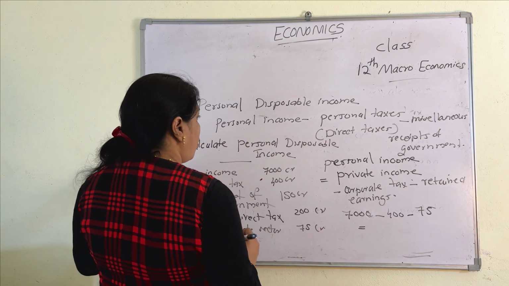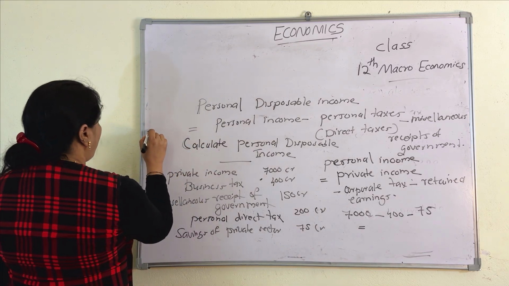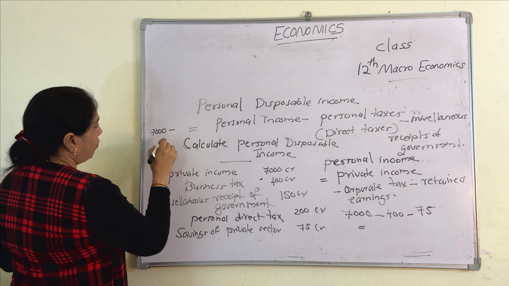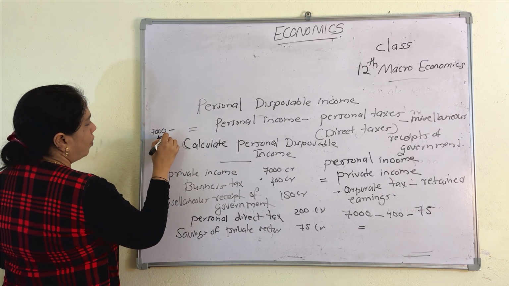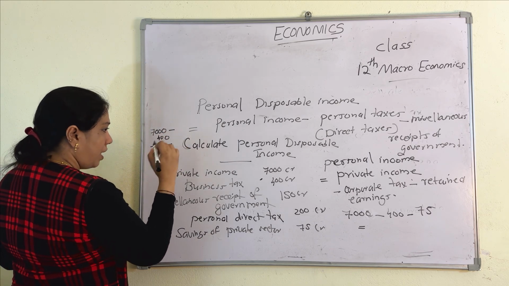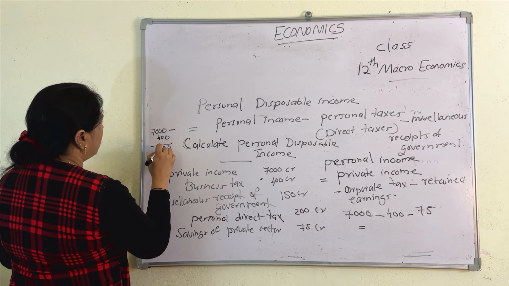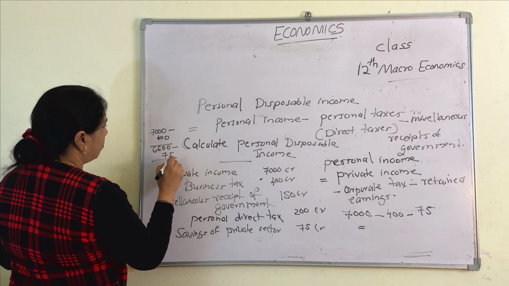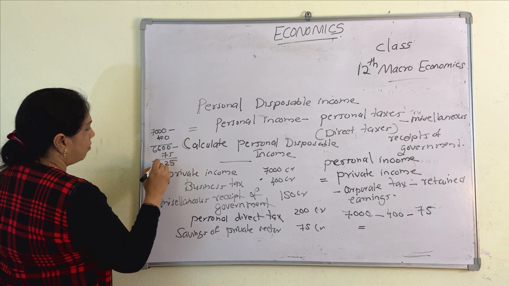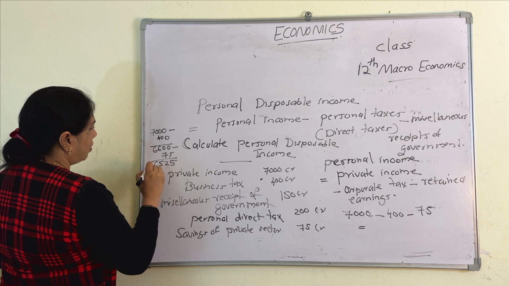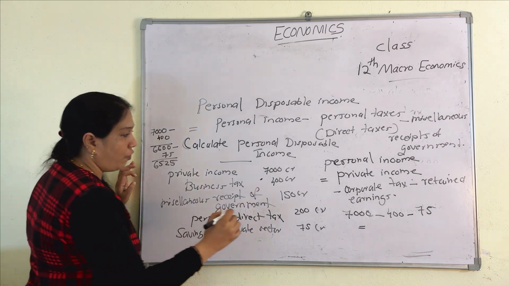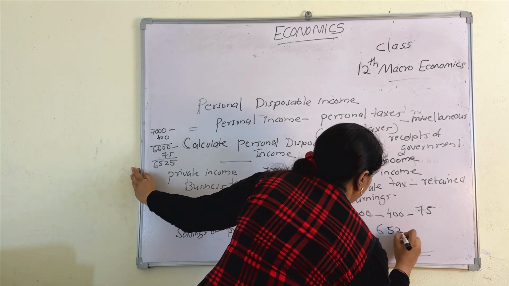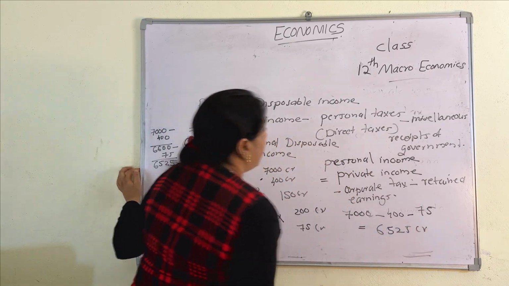Okay. We'll find out the personal income, that is 7,000 minus 400 minus 75. That is 6,525 crore. That is the personal income.